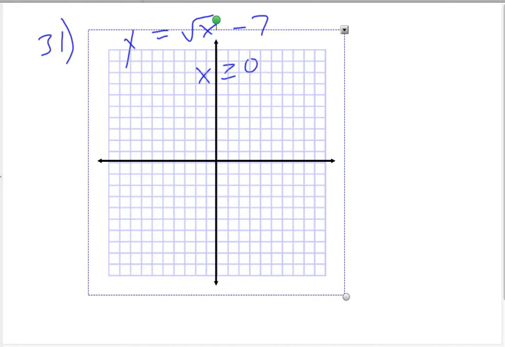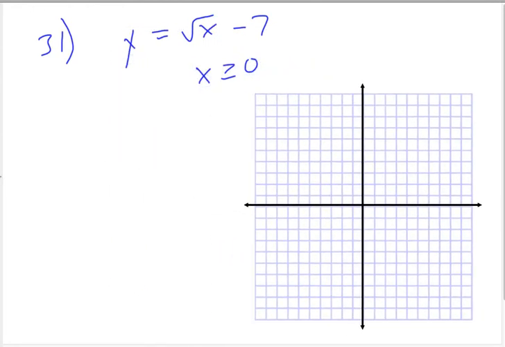Whoops, don't do that. Let's move this. And let's get x, y. So let's say x is 0. So then we get y equals square root of 0 minus 7, which is negative 7. 1, 2, 3, 4, 5, 6, 7. Start way down here.